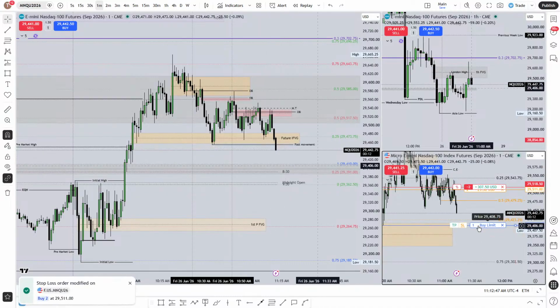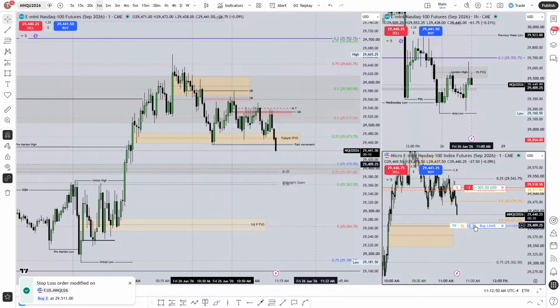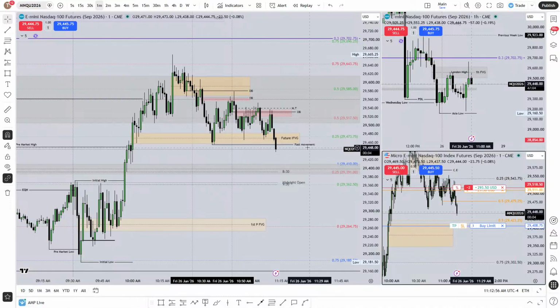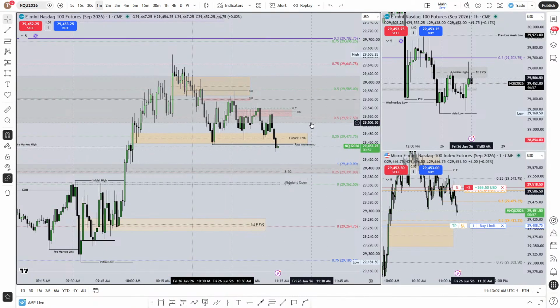Once this, or if it does get hit, I'm just going to aggressively trail this stop loss up to like the last candle high because I'm just pretty tired of this market. Okay, future inversion fair value gap. Let's see you do your thing.